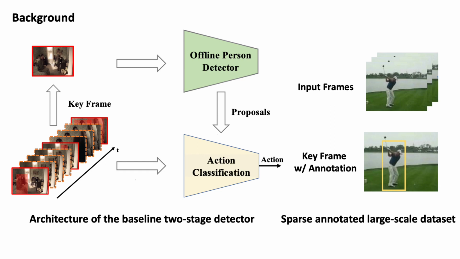As for the spatial-temporal action detection benchmark, AVA, which is a sparsely annotated large-scale dataset, has recently been the most popular choice. Videos are annotated only one frame per second in order to reduce the cost of annotation.